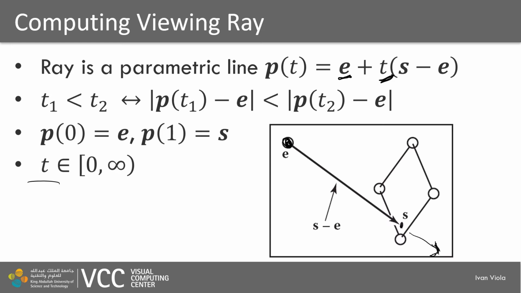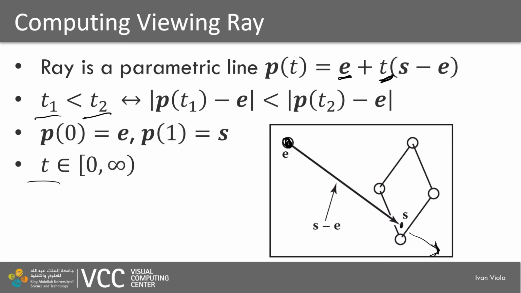Now we can see that with increasing T value, we are also reaching farther and farther in the scene. So this condition holds: if T1 is smaller than T2, then the norm of P(T1) minus E is smaller than the norm of P(T2) minus E. So the distance from the eye point for T1 is smaller than the distance for the T2 parameter.